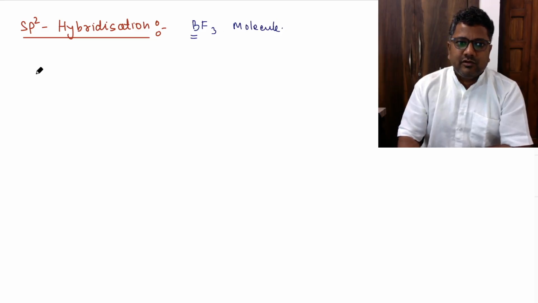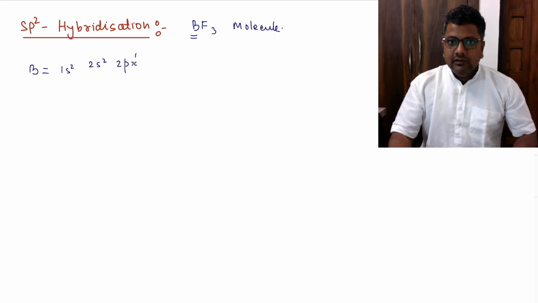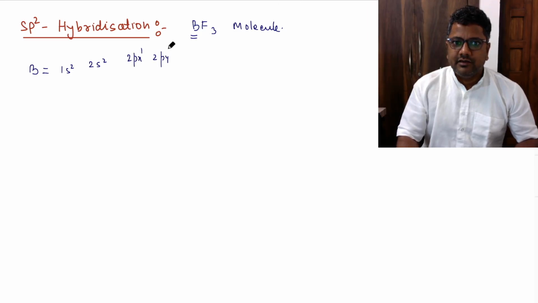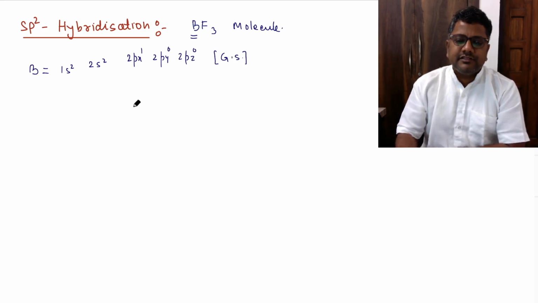So in the BF3 molecule, the central atom is boron. See the electronic configuration: 1s2, 2s2 and 2px1, 2py0, 2pz0. So this is the ground state electronic configuration of this atom, right?